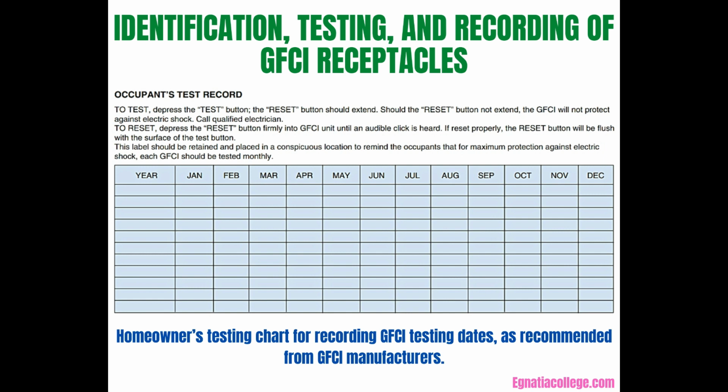Instructions are not only for the electrician but also for the homeowner, and must be left in a conspicuous place so that homeowners can familiarize themselves with the receptacle, its operation, and its need for testing. This figure shows a chart the homeowner can use to record monthly GFCI testing.